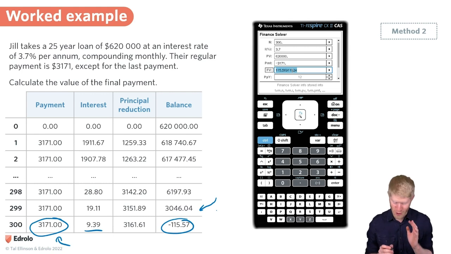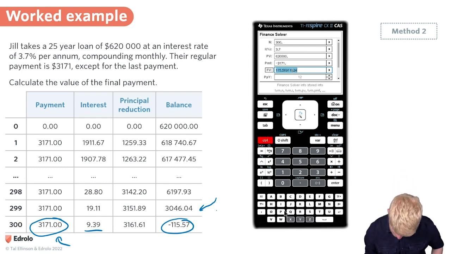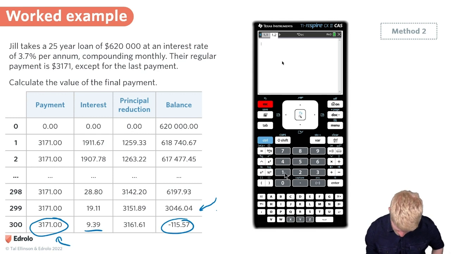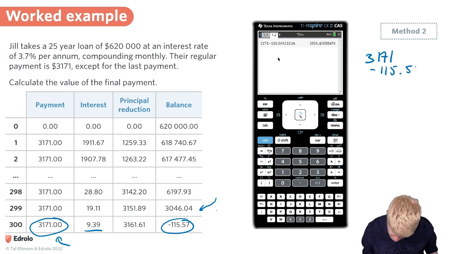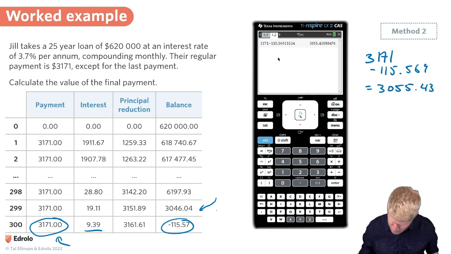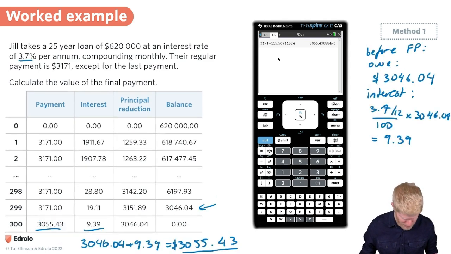Does that make sense? Let me show you that just so you can see what's going on. I can do Control C, right? I escape and I say, I'm going to take that 3171 that I had, and I'm going to subtract the amount that I overpaid. And look at that, $3,055.43. Let me write that down. 3171 minus 115.569 equals $3,055.43. And if we look back at our previous slide, that was the exact amount of the final payment.